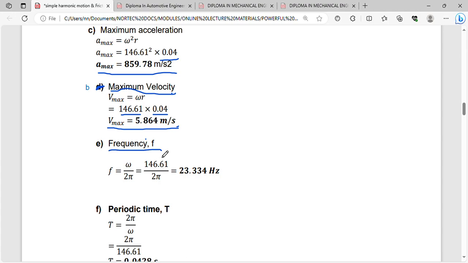So frequency is W divided by 2 pi. In other words, omega divided by 2 pi. We're talking about the angular velocity in radians per second, then we divide by 2 pi. So 146.61 divided by 2 pi. Again, you can verify; if it doesn't give you 23.334, then we can see if there are any problems there. Are you using the calculator from your phone or the actual scientific calculator?